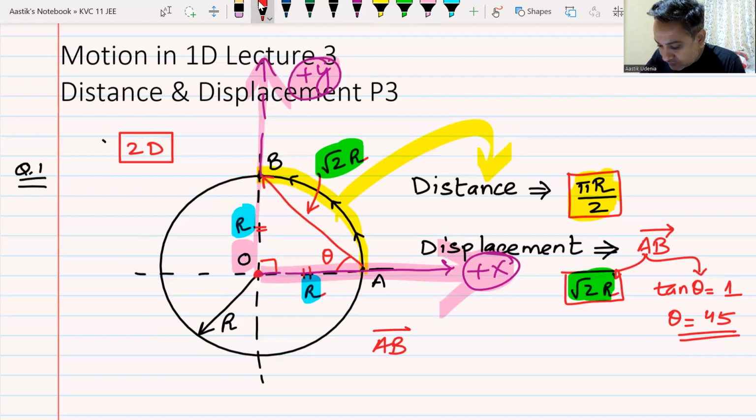AB vector is equal to Ri cap plus Rj cap. Remember, beta, displacement vector is final position vector minus initial position vector. So what is the final position vector here? Final position vector is this vector, yes or no? And final position vector is R times j, yes or no? And initial position vector is this vector, yes or no?